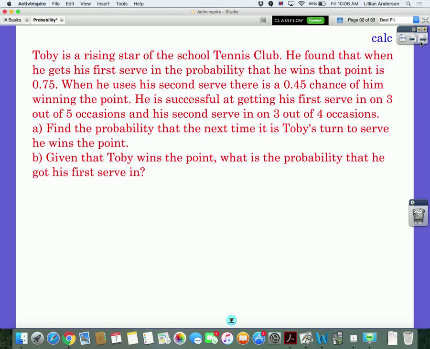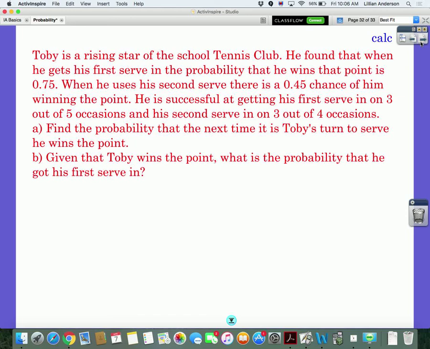Okay, here's another example. Again, tennis. You got some tennis players in this class, but raise your hand if you don't know really how the game of tennis works. Okay, so then this is good. This is a great learning time. Okay. So let's read this example.